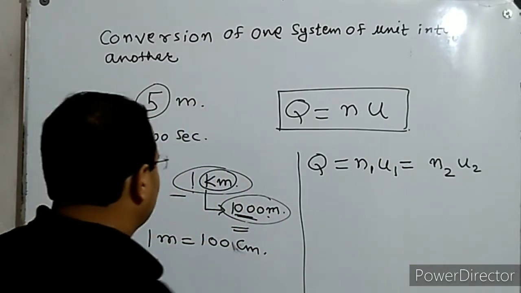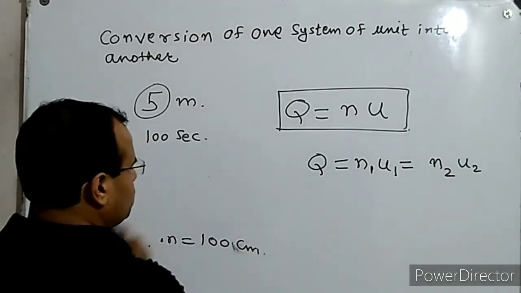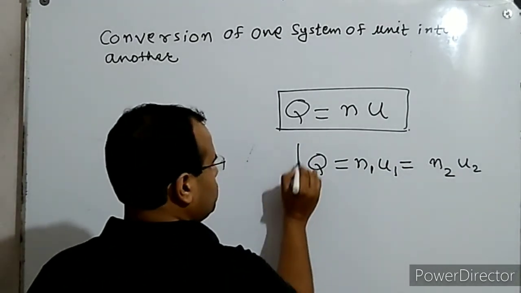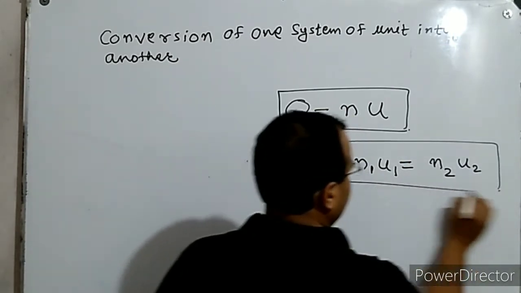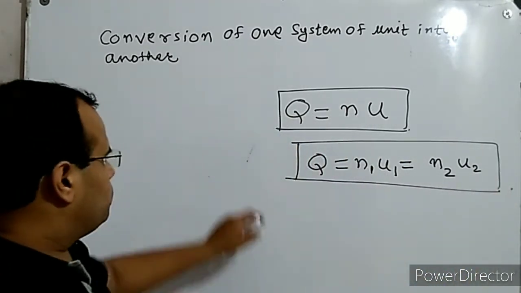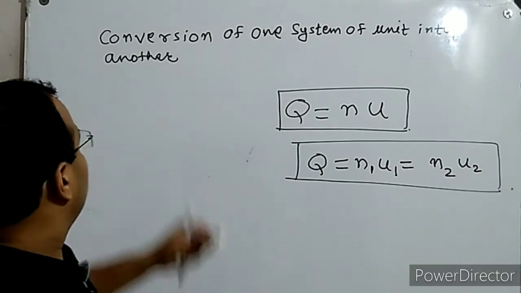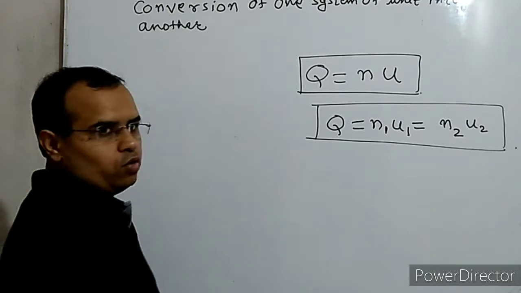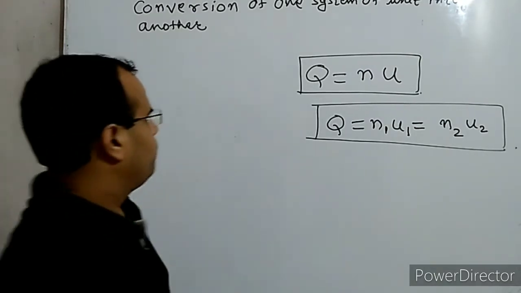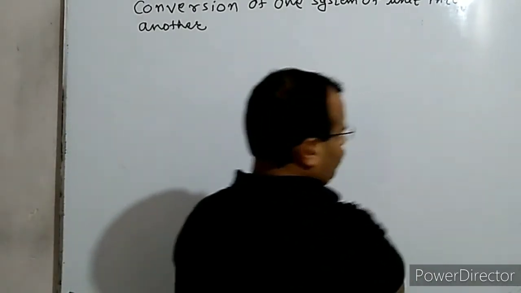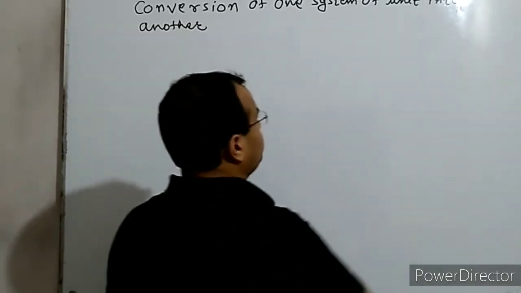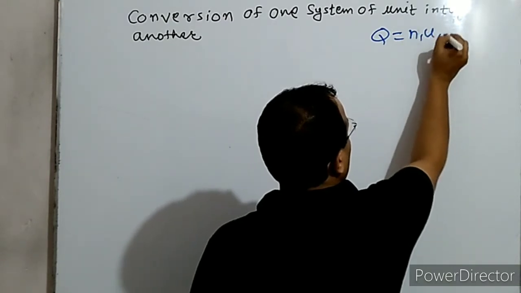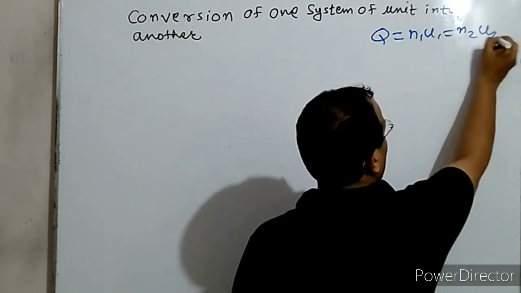So in general, you can write it as Q is equal to N1 U1 is equal to N2 U2. This particular result we are going to use to convert one system of unit into another. Let us see what we are going to do. The formula used is this; I am writing it here: Q equals N1 U1 is equal to N2 U2.